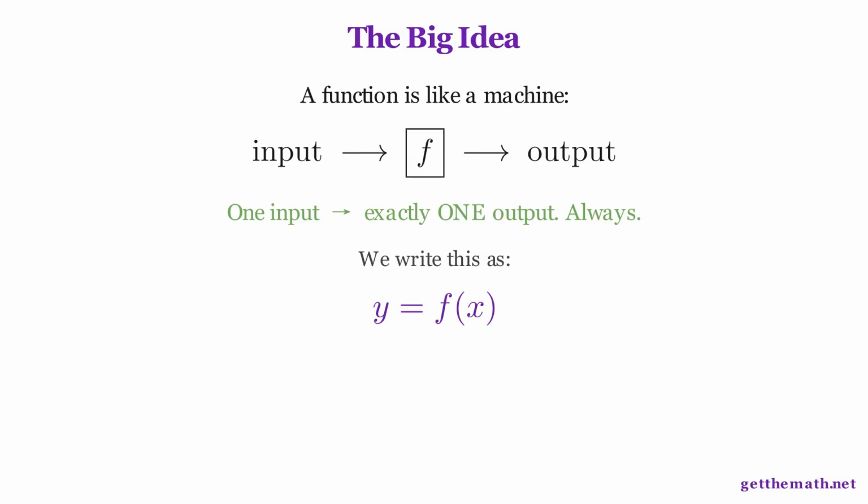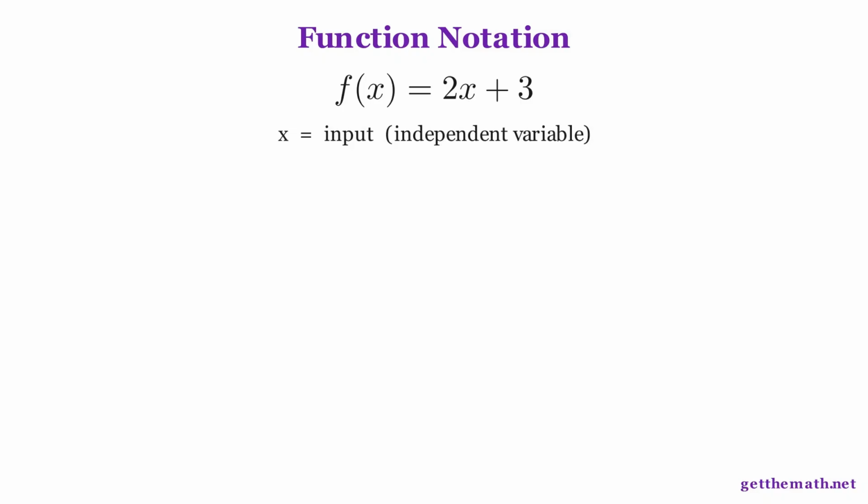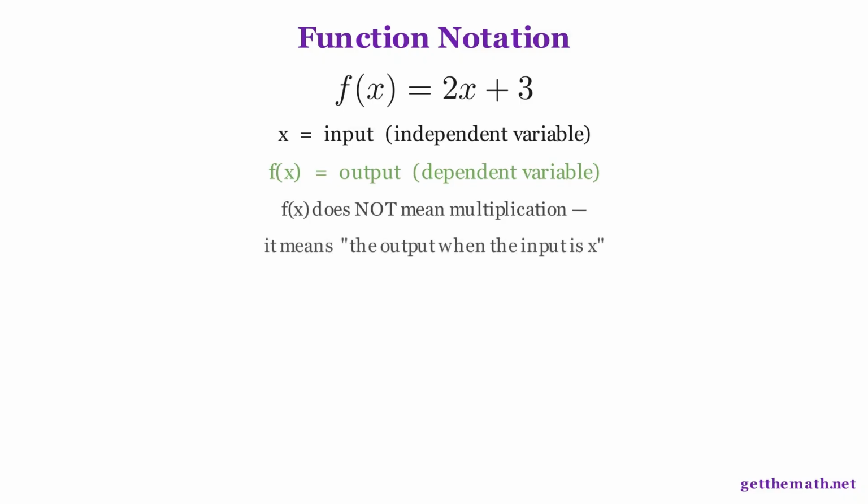Instead of writing y equals, we write f of x equals. That is read as f of x. Here is our function. f(x) = 2x + 3. The x is your input. That is the independent variable, the number you choose. The f of x is your output. That is the dependent variable, it depends on what x is.